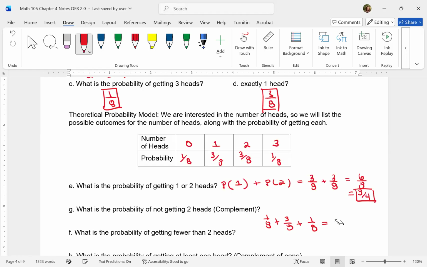I don't know why it's kind of shifting down for some reason while I'm writing. There we go. And that doesn't reduce, 5/8 doesn't reduce, so that's the final answer.